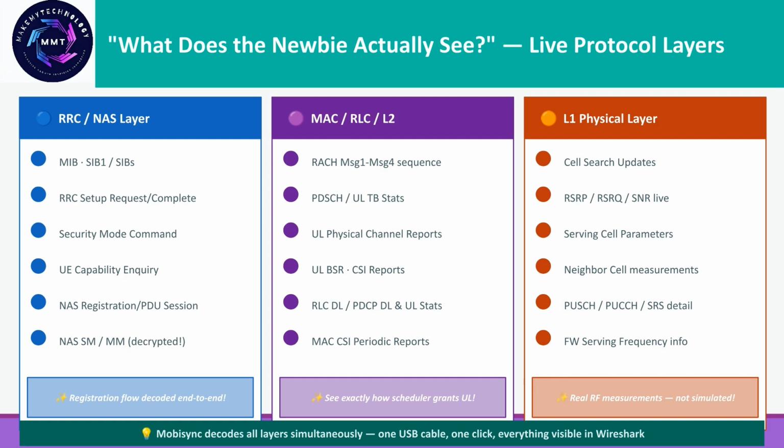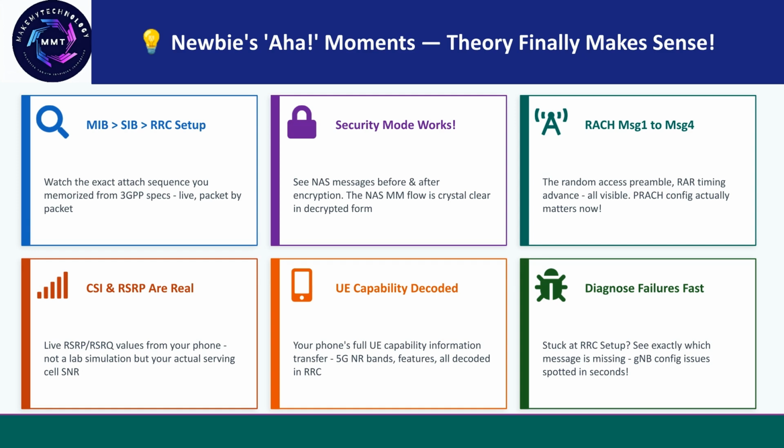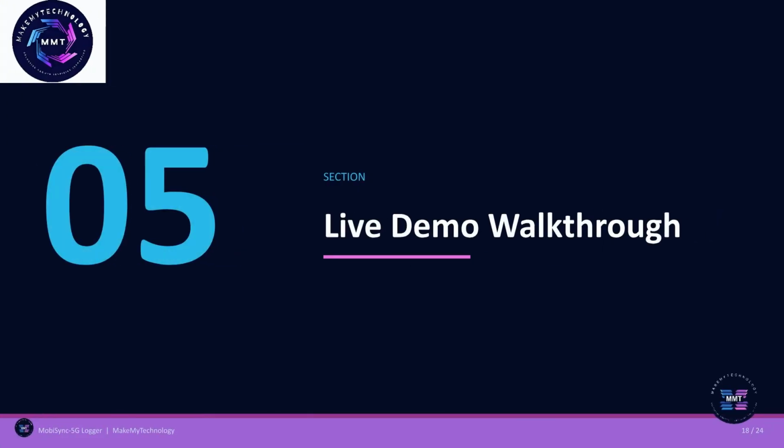Mobisync decodes all layers simultaneously, giving clear visibility into the RRC NAS, MAC RLC L2, and L1 physical layers. It shows the entire registration flow decoded end-to-end and real RF measurements, not simulations. The aha moments simplify complex concepts like the MIB to SIB to RRC setup. You can see NAS messages decrypted, understand the RACH sequence, view live RSRP RSRQ, decode UE capability, and quickly diagnose failures.